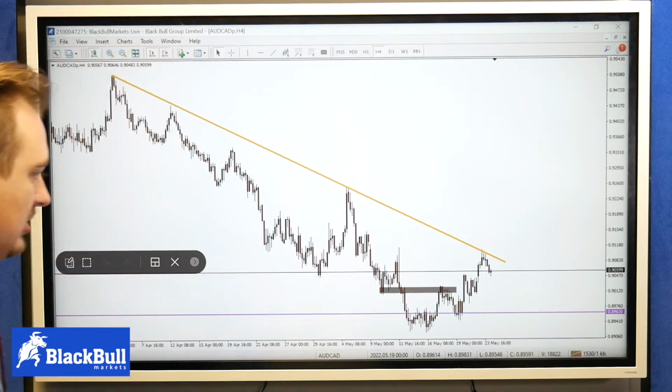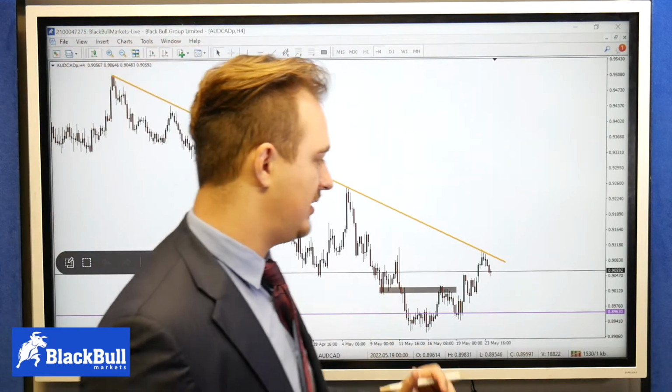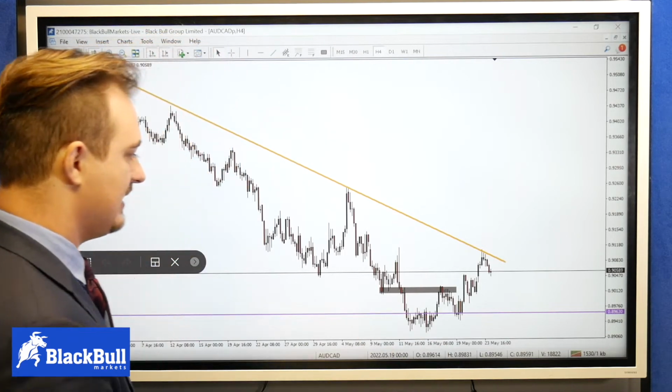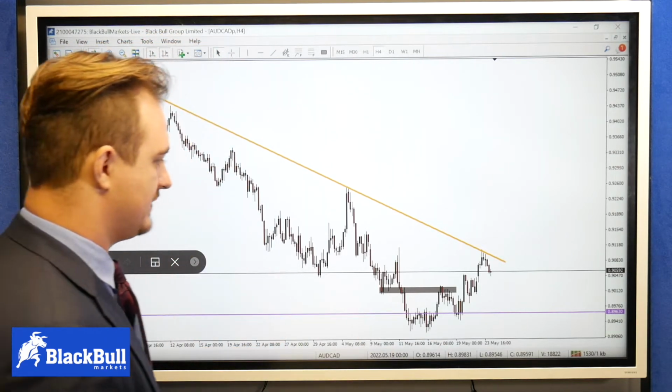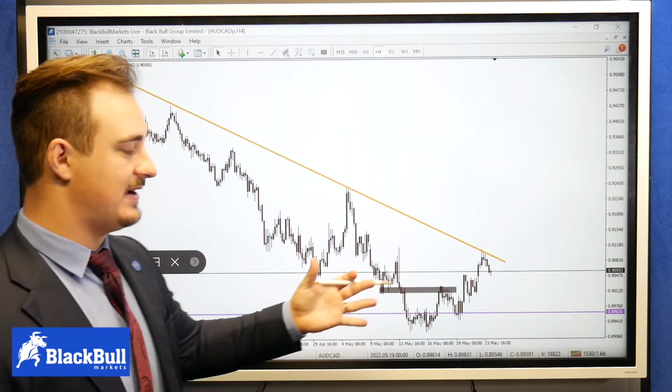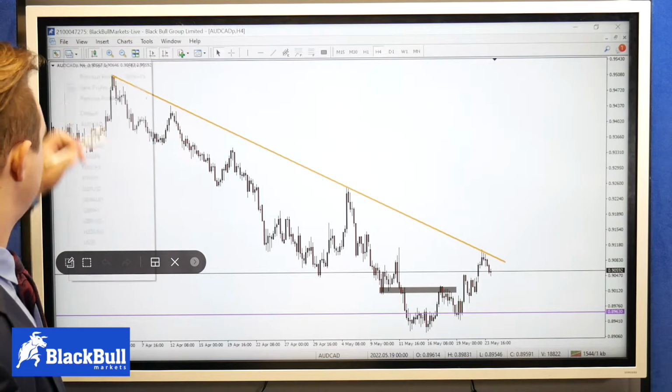0.89600 is a good place to look for. I've got here this exact line, 0.89630, is the exact target that I'll be looking for further moves to the downside. Okay, now let's have a look at that confirmation where I said the Aussie could start to look to go back to the upside.